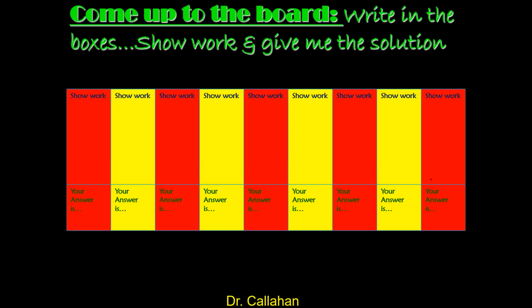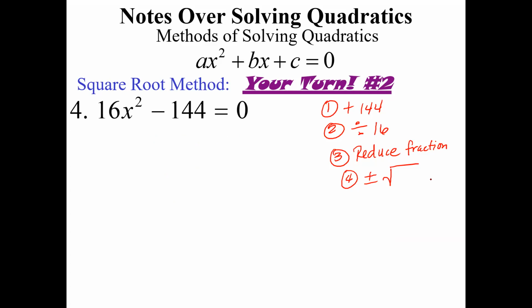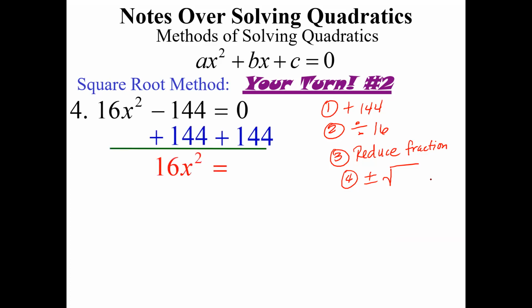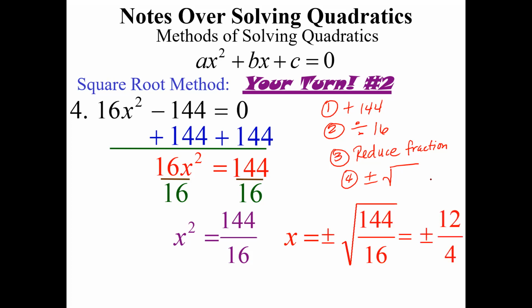Now that I went over the second one with you, I want you guys to go on to the next one on your own. Okay, so for your turn number 2, here is your question. Go ahead and pause the video and do this one on your own. Once again, you're going to add the 144 on both sides. Notice 144 and 16 are both perfect squares. So we're going to reduce that, which gives me plus or minus 12/4. In this case, you can reduce it one more time, which is plus or minus 3.